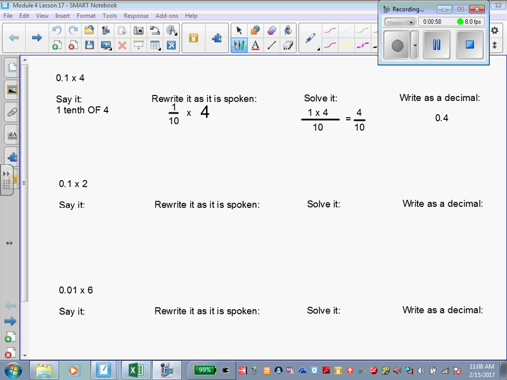Now, 0.1 times 4. Looking at how it is said, we don't say "zero point one." That's not the mathematically correct way to say 0.1. Look at your template that I just gave you. If you look at that template, you will see your decimal column. Does everybody see the decimal column? All right, put your finger on it so I see that you're following along.